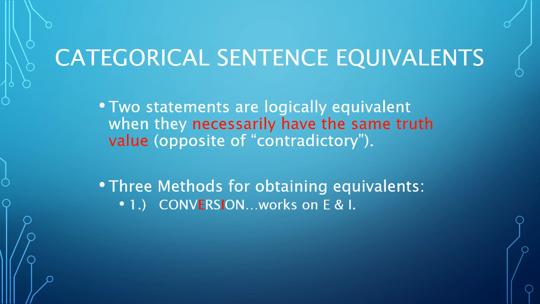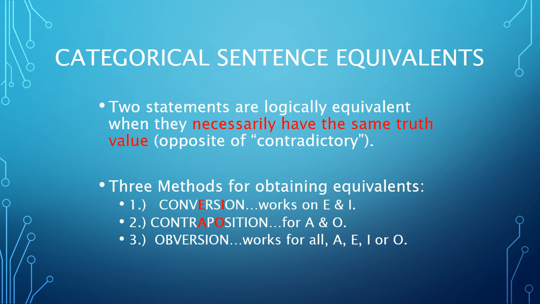There's conversion, and you can remember that by remembering that after the prefix con, you get an E and an I immediately after. And those work on E and I sentences. Contraposition, you can remember because after the con that comes up front, the A and the O are the next vowels. Contraposition is a technique that's going to work for A and O sentences. And lastly, we'll study obversion, which works for all the sentence types. So that's a pretty helpful one to have in your pocket.